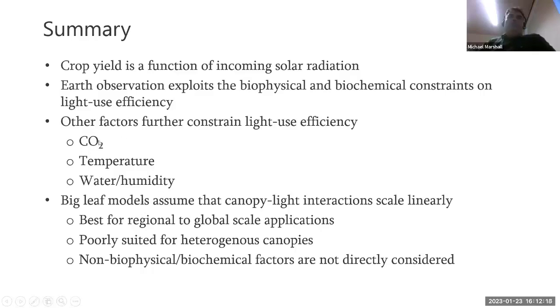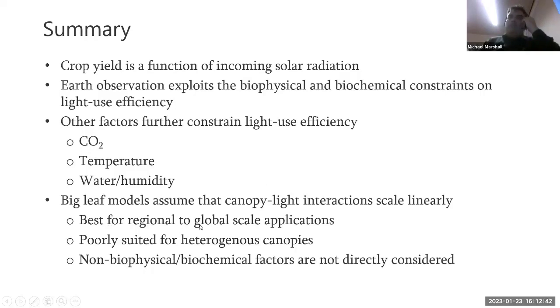fPAR is kind of subsumed under the CO2 basically. fPAR is technically the main constraint, but these are other big factors affecting light use efficiency. And so the main assumption, and you could say limitation of big leaf approaches, is that they assume canopy light interactions scale linearly.